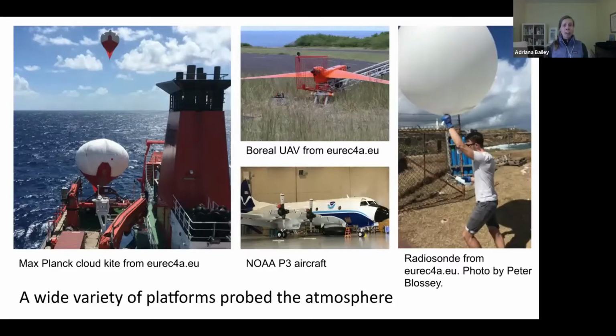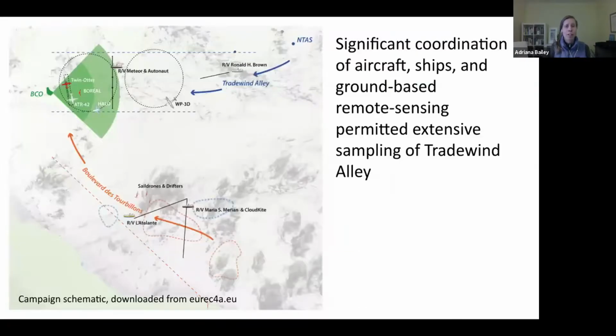Now, with this large variety of platforms and also the large coordination that took place between the different science teams, we were able to cover quite a large area of what's known as Trade Wind Alley and the surrounding regions. To orient you a bit on this map, if you look down at the bottom left, there's light green shading, which indicates the South American continent. And then as you move up towards the upper left, you'll see a much darker green, which is the island of Barbados. It's labeled BCO.